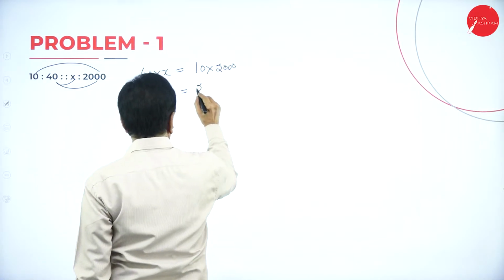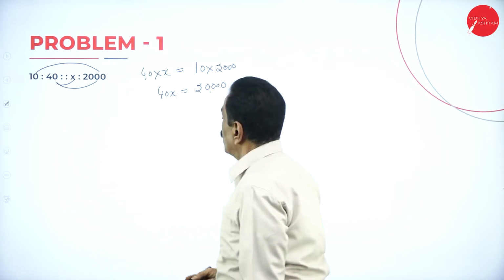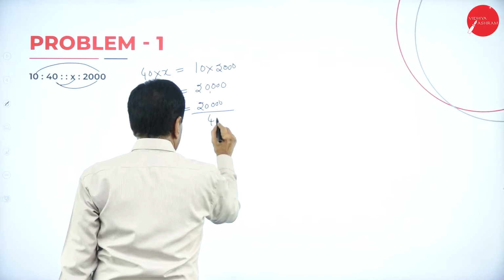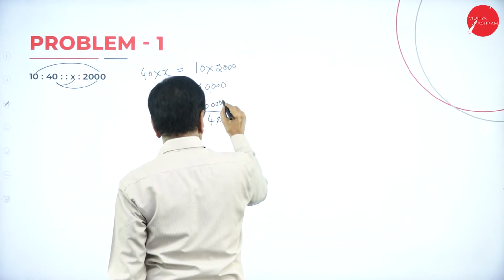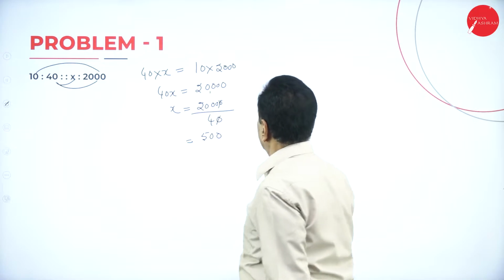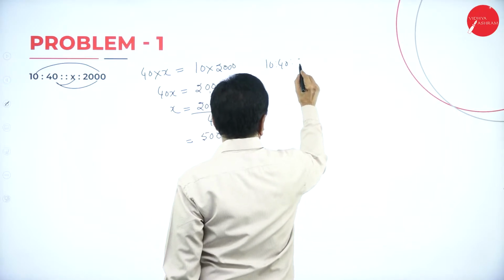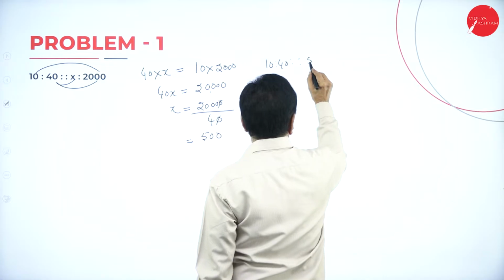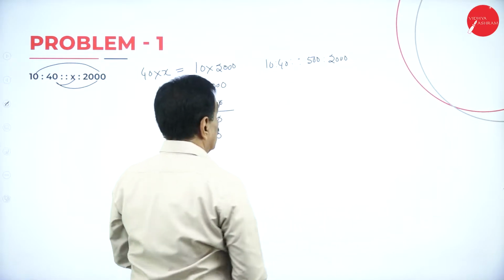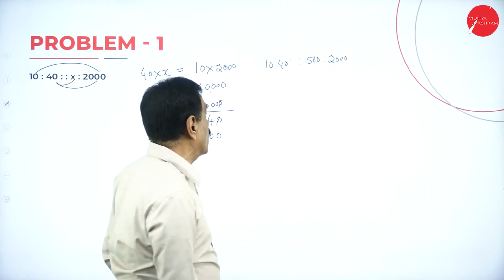So 2 ones are 2, followed by 40, this is 20,000. So x is equal to 20,000 divided by 40. Cancel the 0. 4 fives are 20, so 500. So 10 is to 40 as x, which is 500, is to 2000. See that? 2000 into 10 is 20,000, 500 into 40 is 20,000. This should be equal.